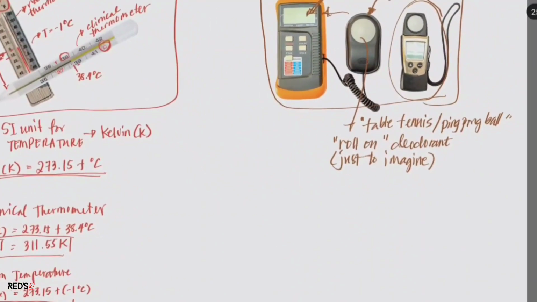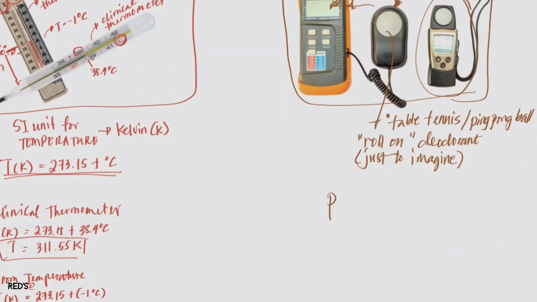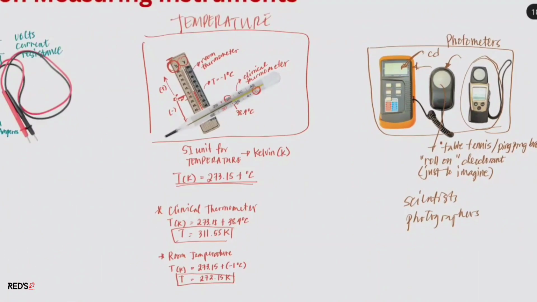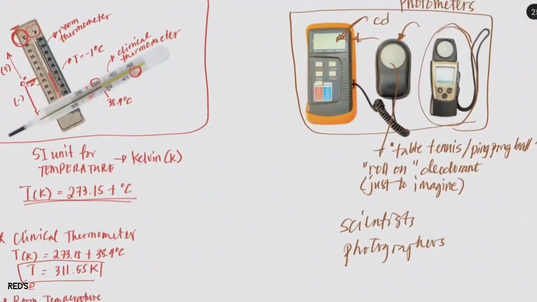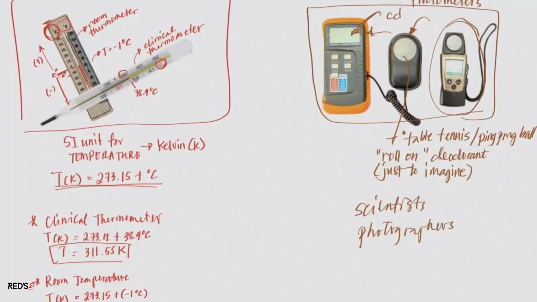So usually, the people who use this are, of course, scientists, or photographers. Why? Because the quality of the pictures or the quality of the videos are dependent on the light, the drama, the quality, the aesthetics. That's actually the basis of photography. So maybe the photographers or videographers.